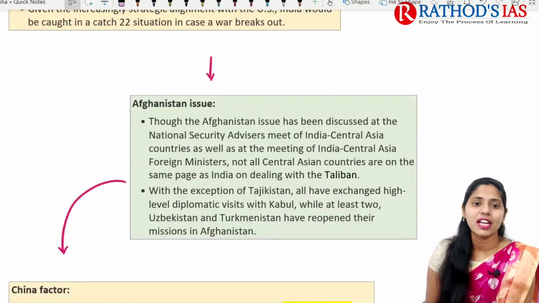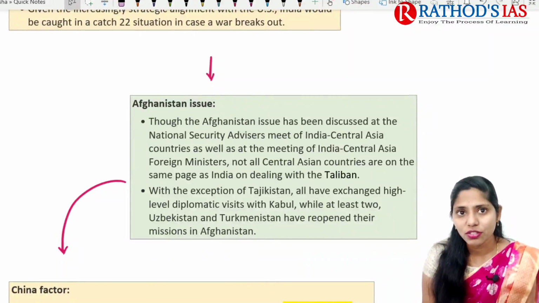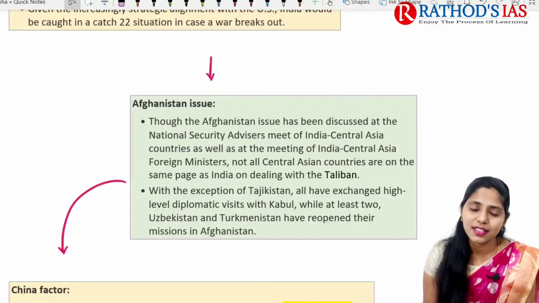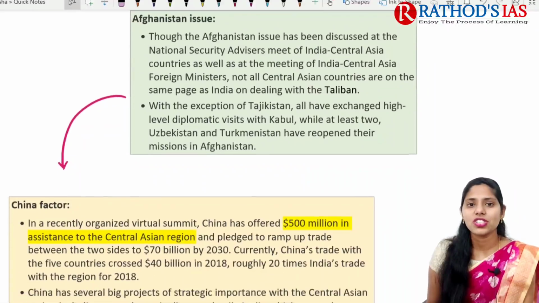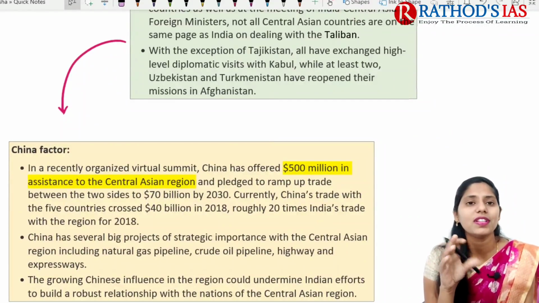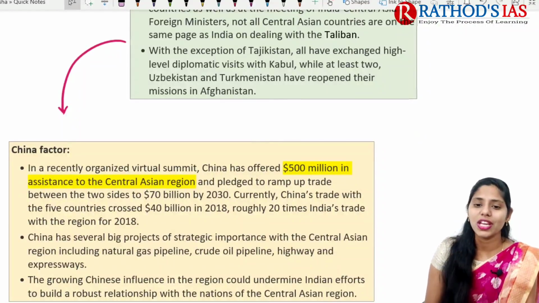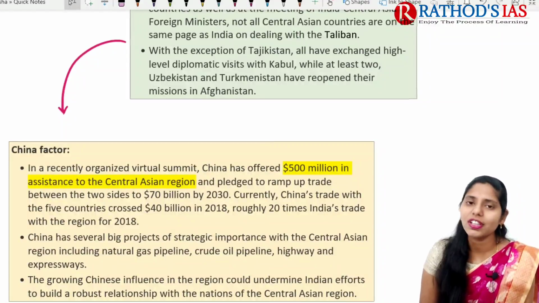And next one is the Afghanistan issue. So you all know that these countries mainly share a boundary with Afghanistan, and they will be having some issues like terrorism, and rights of women, children, humanitarian assistance. So these are some important issues they are mainly focused on. And next one is the Chinese factor. If you're talking about trade between China and Central Asian countries, it is very, very high when compared with that of India.